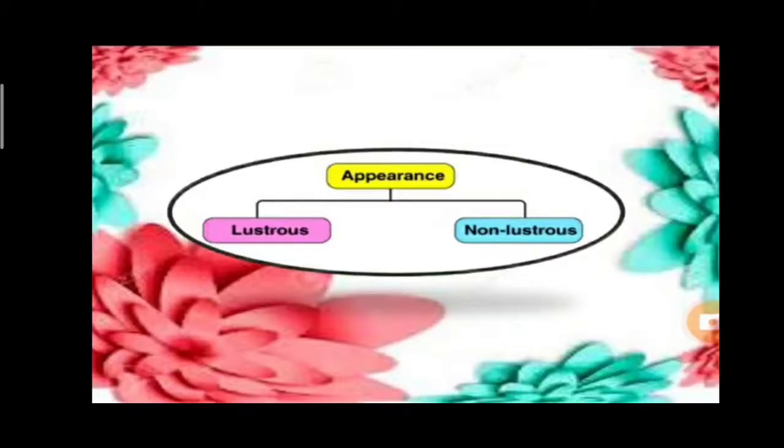Now, any matter can be classified on the basis of different properties. First of them is appearance. On the basis of appearance, you can classify matter as lustrous or non-lustrous.